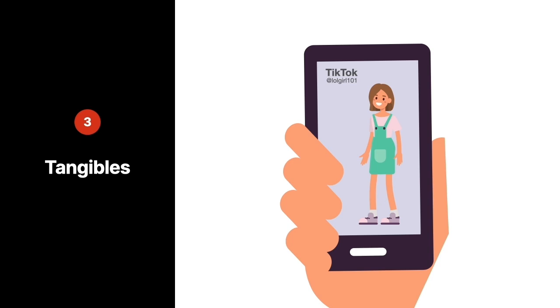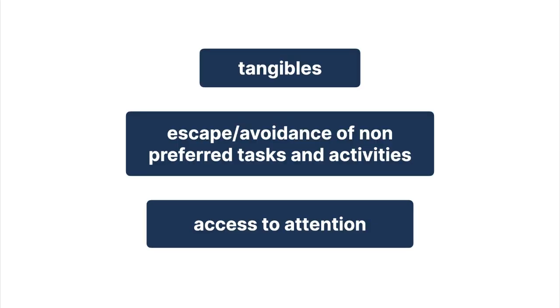Tangibles were involved as well. When he got sent to the office, there wasn't always an administrator to meet with him right away. It was then that he had time to access his cell phone in the office. Further, when he was getting sent home, he mentioned he would play video games all weekend. So, three functions that are accessed: tangibles, escape or avoidance of non-preferred tasks and activities, and access to attention maintaining that behavior. Sometimes identifying that function is far easier said than done. Typically in those cases, there's more than one function maintaining that behavior.